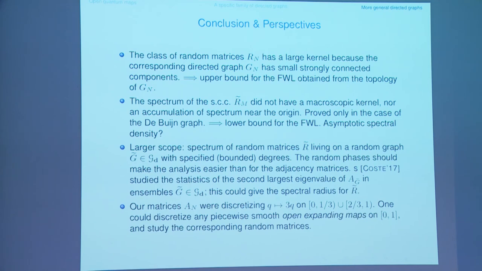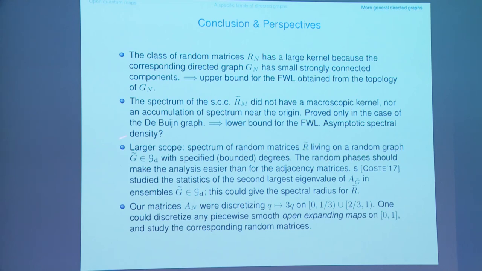The reason why we obtained this fractal Weyl law was really due to the very specific topology of this graph, to the fact that the strongly connected component was very small compared to the big size, because it was the big size to a power nu, and nu was smaller than 1. This is where this fractal Weyl law was coming from. And then I proposed to you a model of putting random phases and investigating the spectral distribution of these random phase matrices.